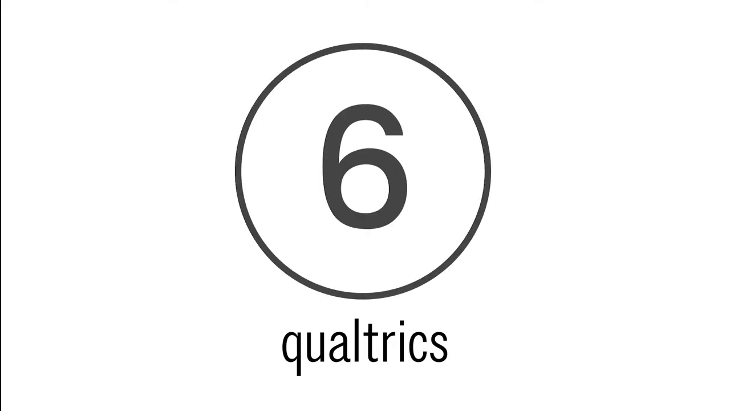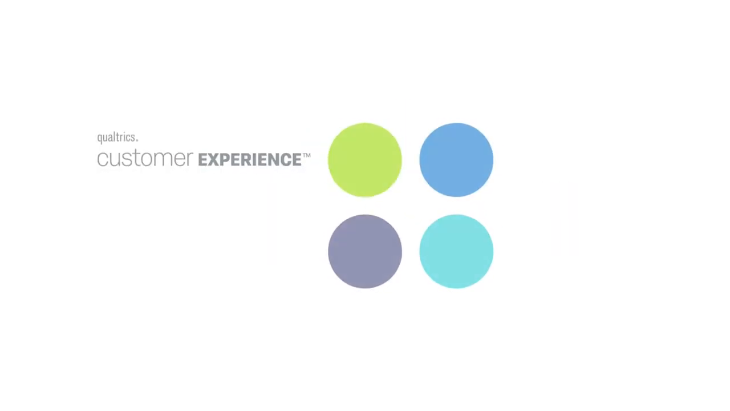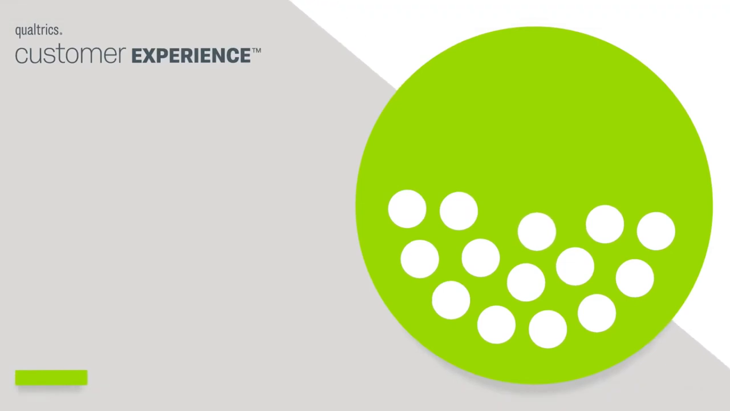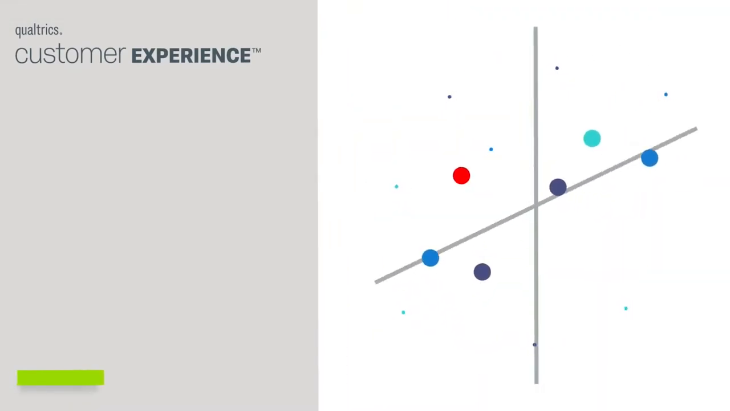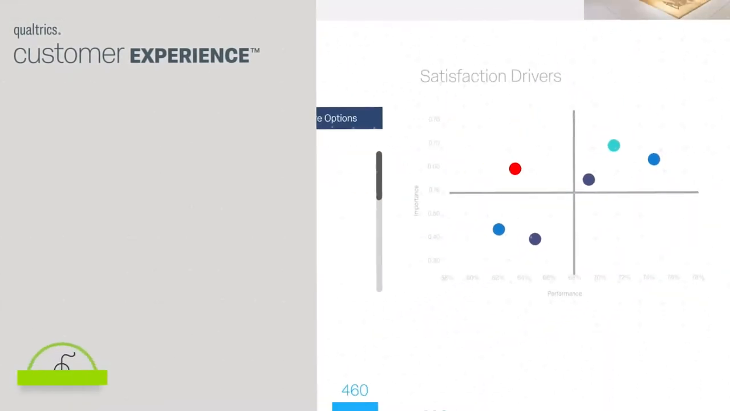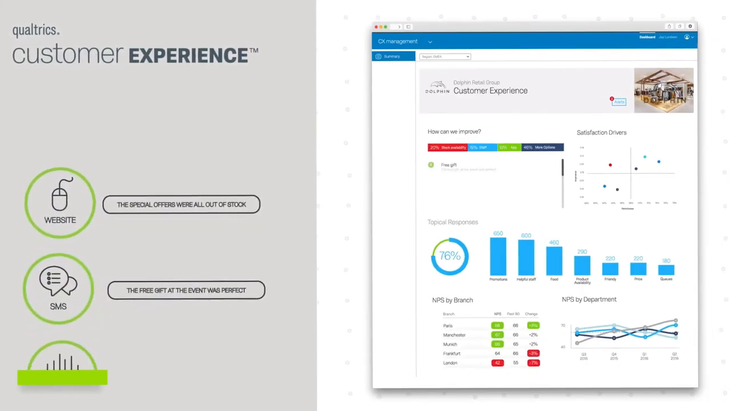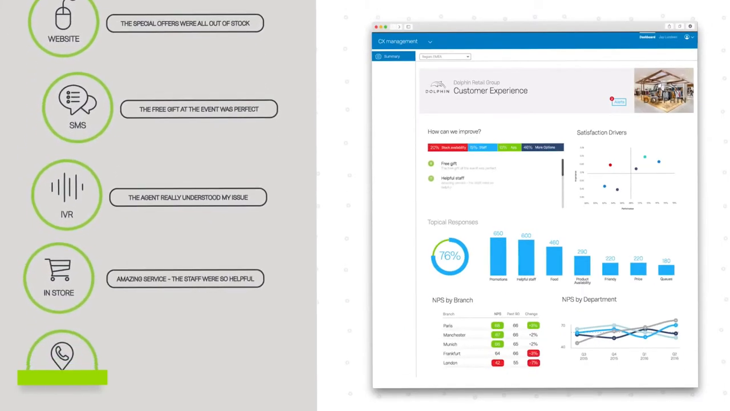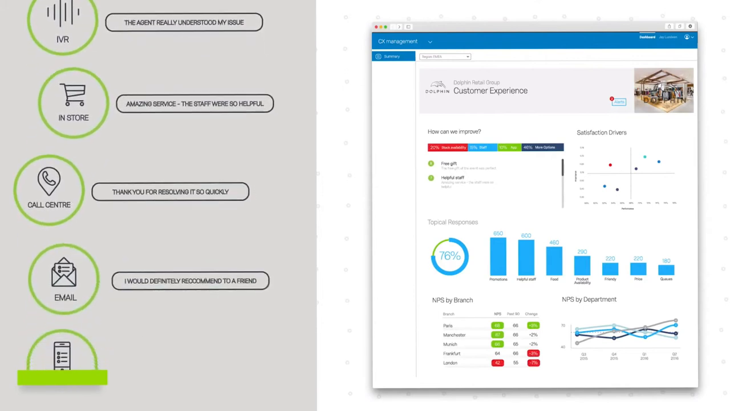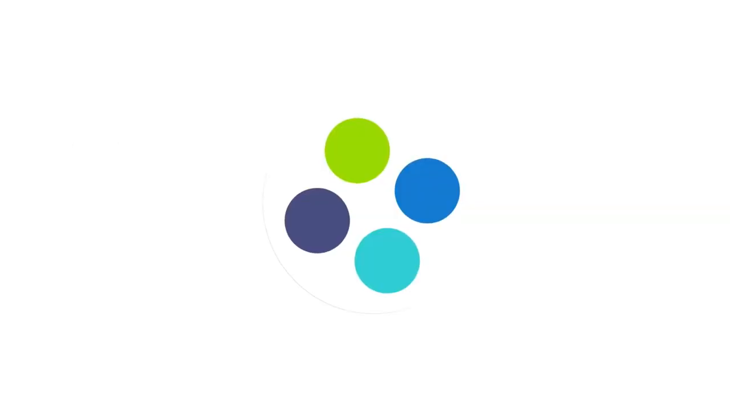Number 6. Qualtrics. One of the leading experience management tools on the market today, with the Qualtrics offering, businesses can close the experience gap in the customer journey. This state-of-the-art software enables organizations to collect useful business data from multiple touchpoints in the customer cycle. Teams can then act on relevant information to make significant improvements.